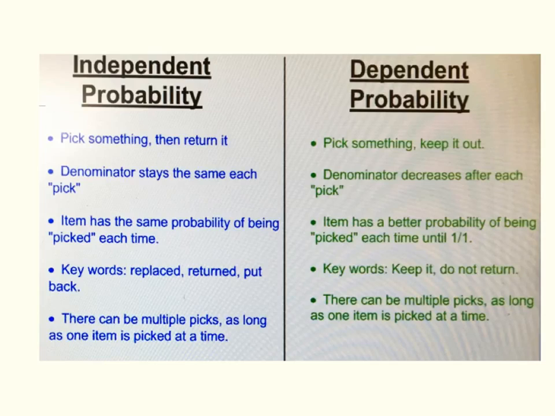For independent probability, there can be multiple picks as long as one item is picked at a time. For dependent probability, however, there can be multiple picks as long as one item is picked at a time, until you get down to the very last one, and of course, once you pick the last one, there are no more picks.